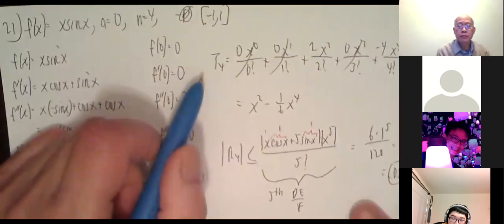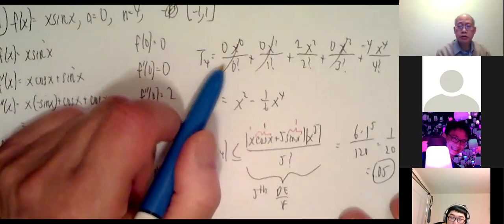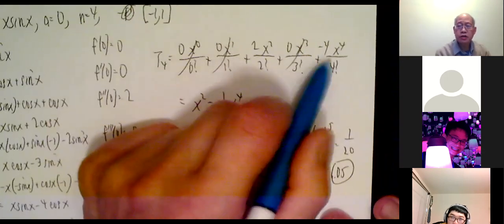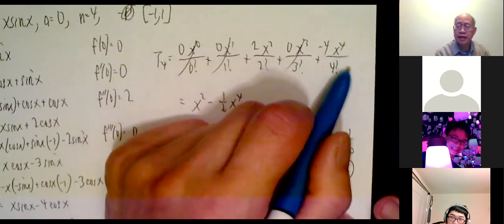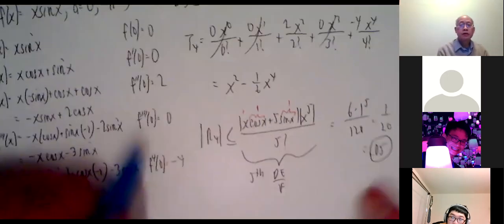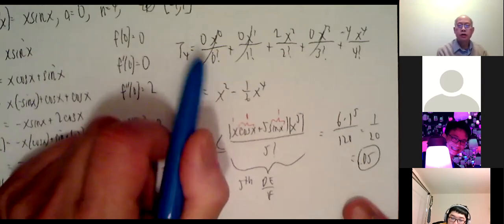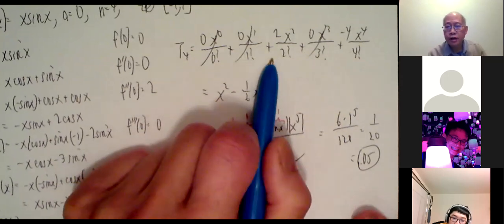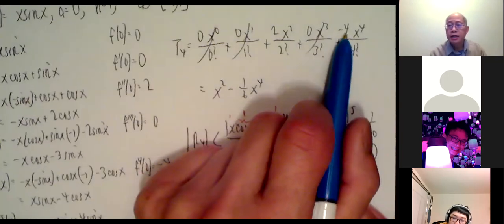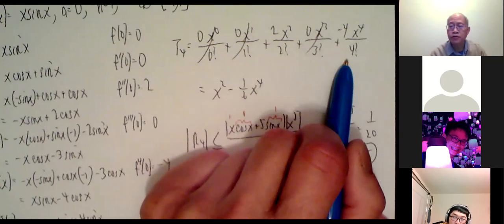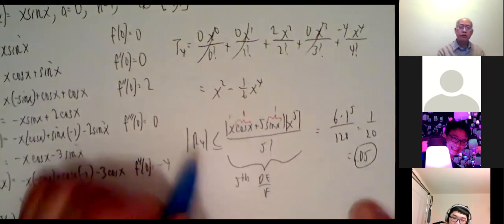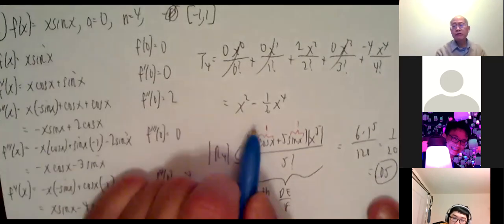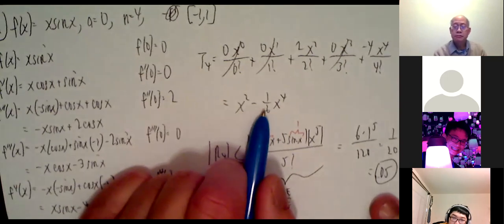So here's T4. x to the 0 over 0 factorial, x to the 1 over 1 factorial, x squared over 2 factorial, x cubed over 3 factorial, x to the 4th over 4 factorial. I don't need the dot, dot, dot. I'm stopping. 0, 0, 2, 0, -4. Gone, gone, gone. 2 divided by 2 is 1, so x squared. -4 over 4 factorial, which is 24, gives -1/6 x to the 4th. Okay, so instead of using this messy function, I replace it with this. Much nicer.